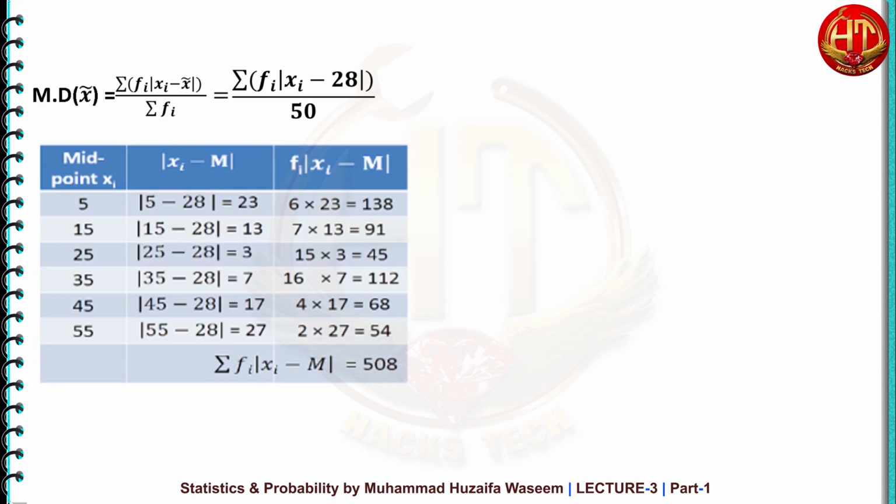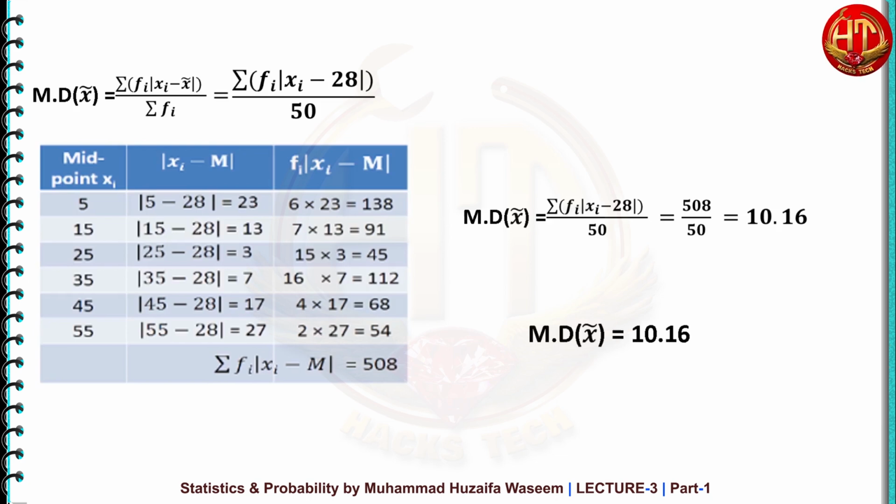After that, multiply this column by the frequency, and then take the summation of this column, which is equal to 508. So the summation for this column is 508, divided by 50, which equals 10.16. It means that your mean deviation about the median is equal to 10.16. This is your mean deviation about median.